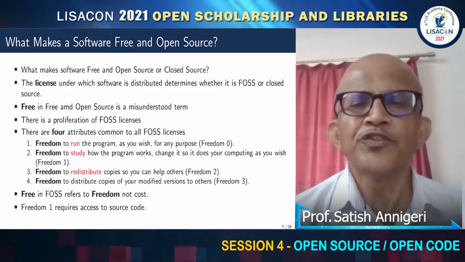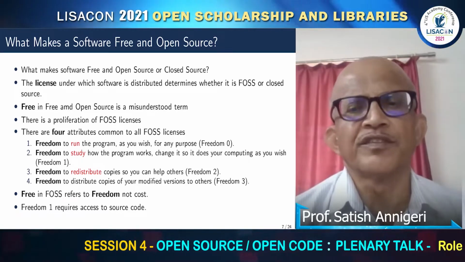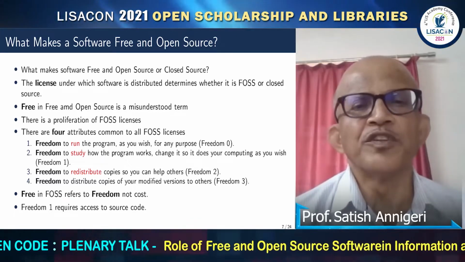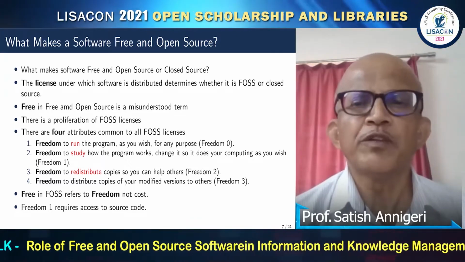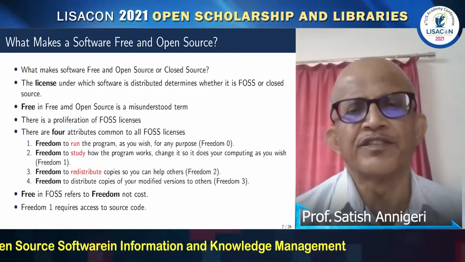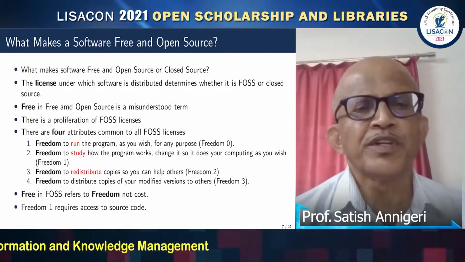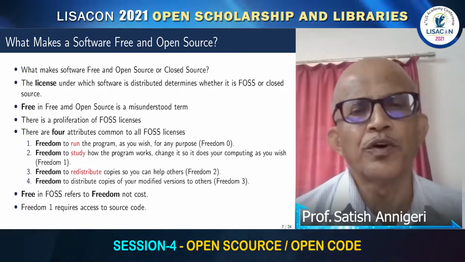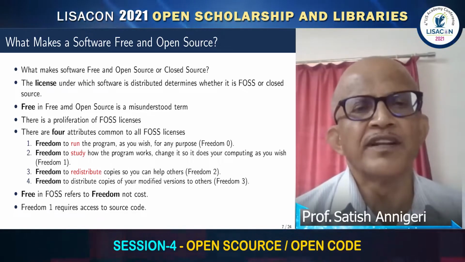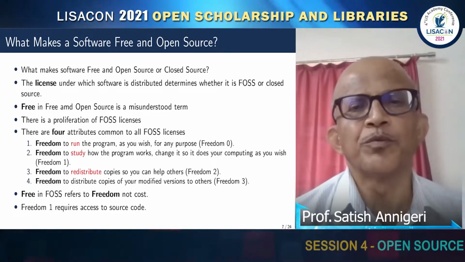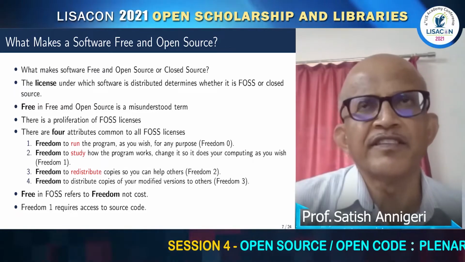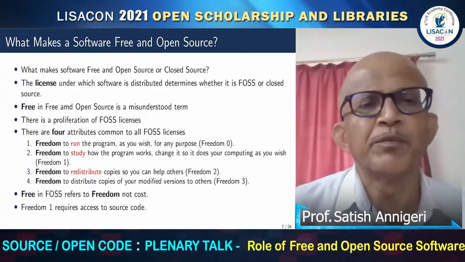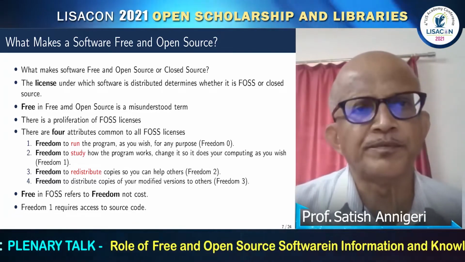Third is the freedom to redistribute copies so you can help others. This is called freedom 2. And the fourth freedom is the freedom to distribute copies of your modified versions of the software to others, which is freedom 3. It must be noted that free in FOSS refers to freedom and not to cost. And freedom 1, that is the second freedom, the freedom to study how the program works, requires access to the source code. Without access to the source code, freedom number 1 would not be possible.